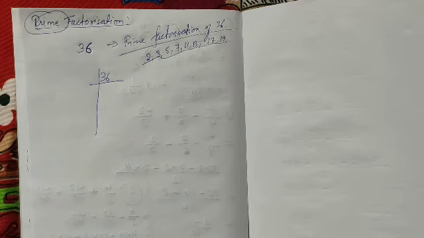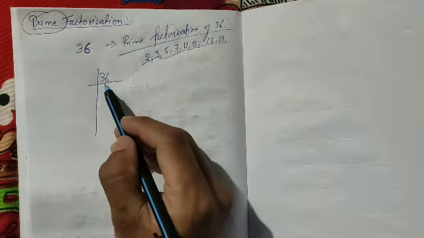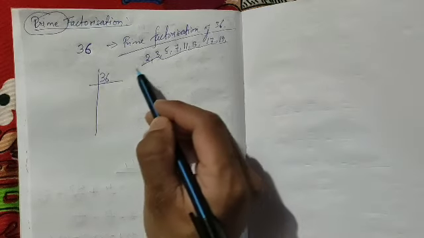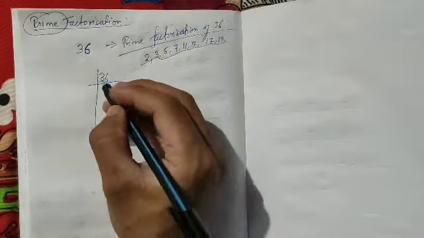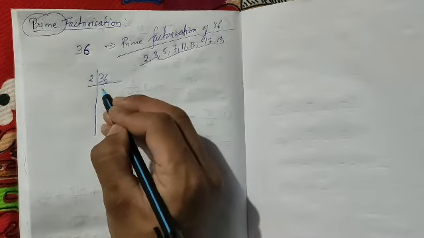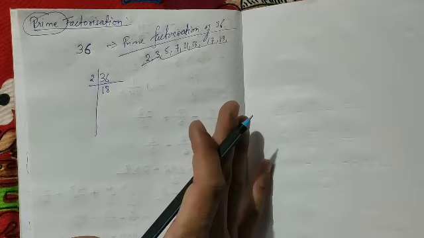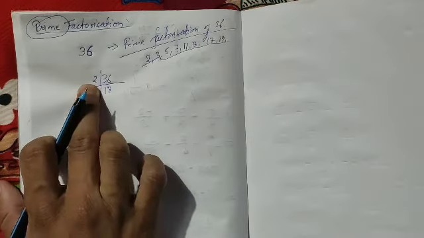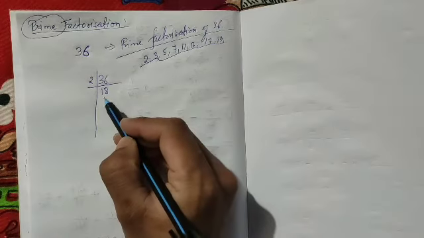First, as I already mentioned, we'll start with 2. You have to see whether this number is divisible by 2 or not. Is it divisible by 2? Yes, it is. 2 times 18 is 36. Did you get my point? If it is divisible by 2, then you have to divide by 2. 2 times 18 is 36, right? Next, again you have to check this one.